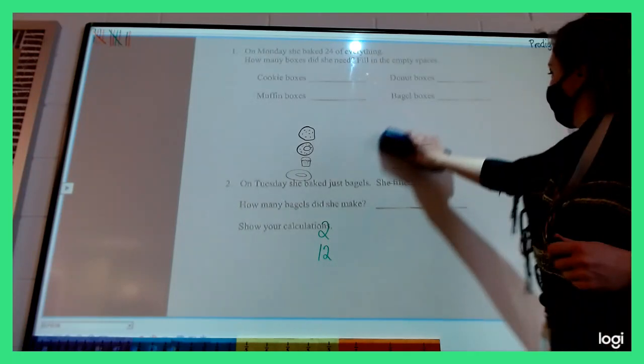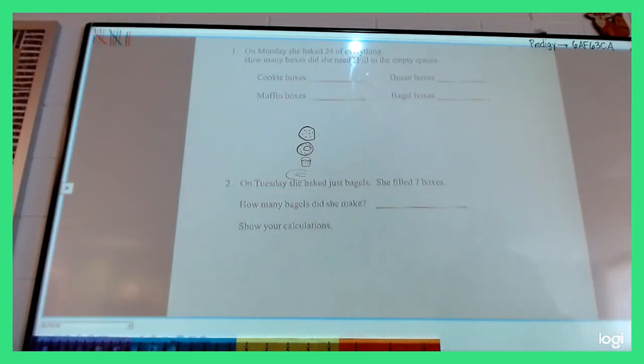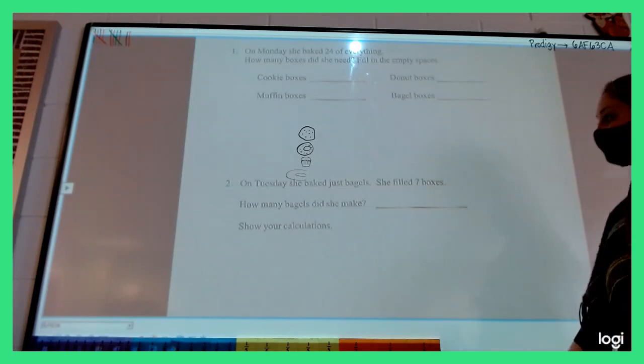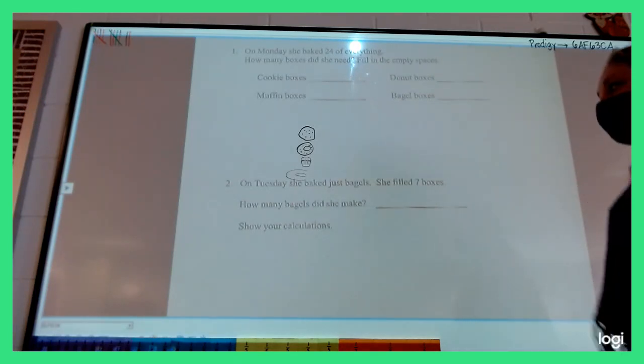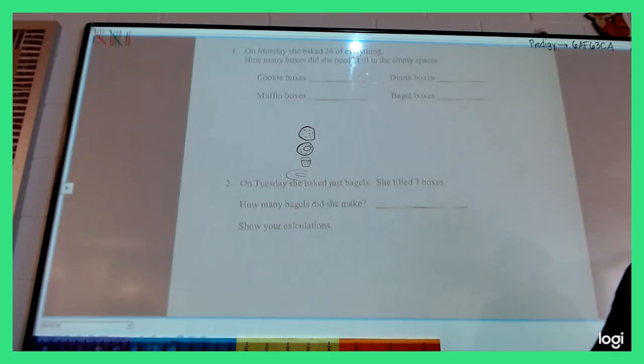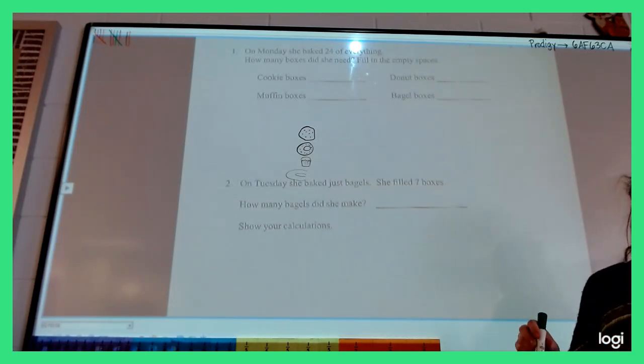Noah, go for it. On Tuesday, she baked just bagels. She filled 7 buckets. How many bagels did she make? Show your calculations. Ooh, show your calculations. That means show your work, fancy style. Okay, Tuesday she made just bagels. She filled 7 boxes.